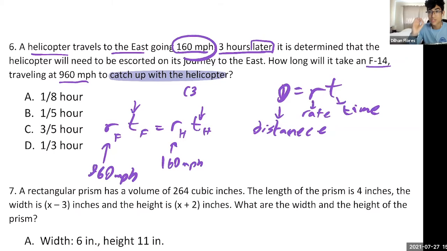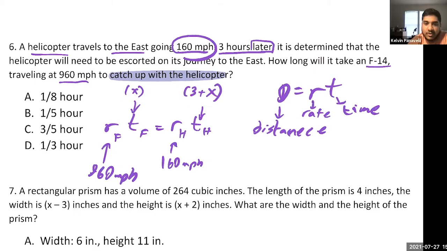So the helicopter travels for 3 hours, right? And then it keeps on going while the F-14 is coming towards the helicopter. So that F-14 is going for some time X. The F-14 is traveling for X amount of hours. That helicopter is going the same X amount of hours, but it already ran for 3 hours. Now, do you see where my mistake was? Does that make a little bit more sense?